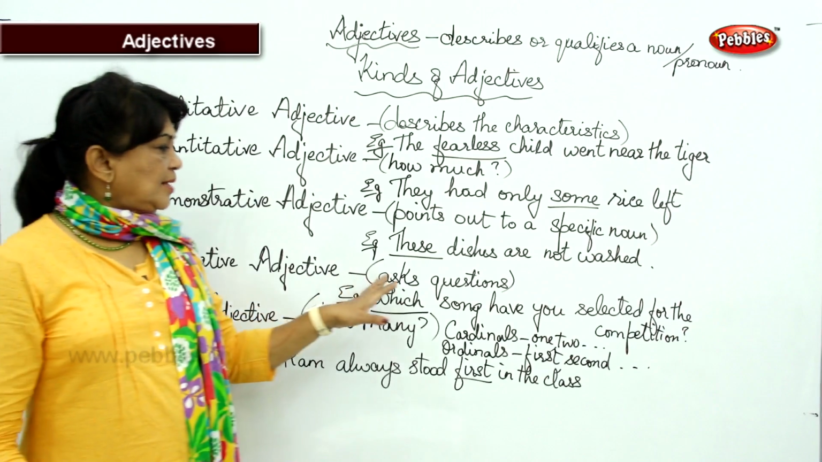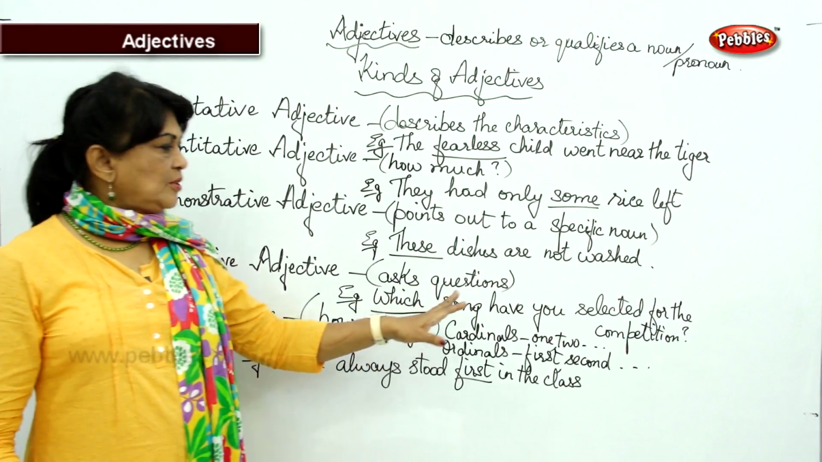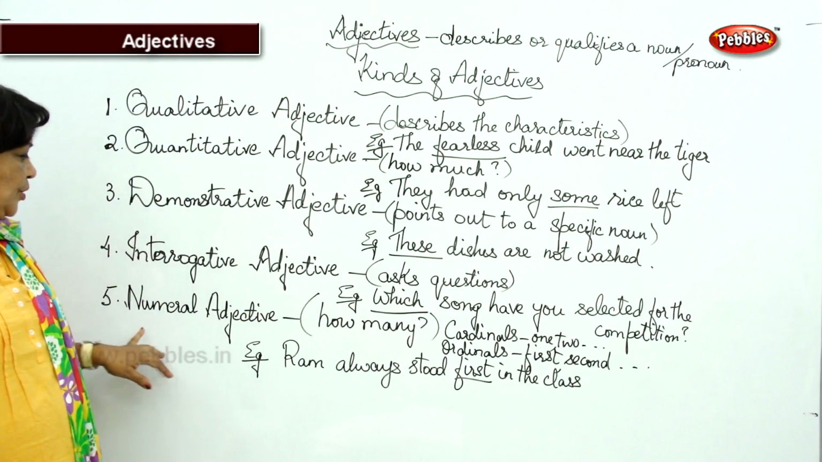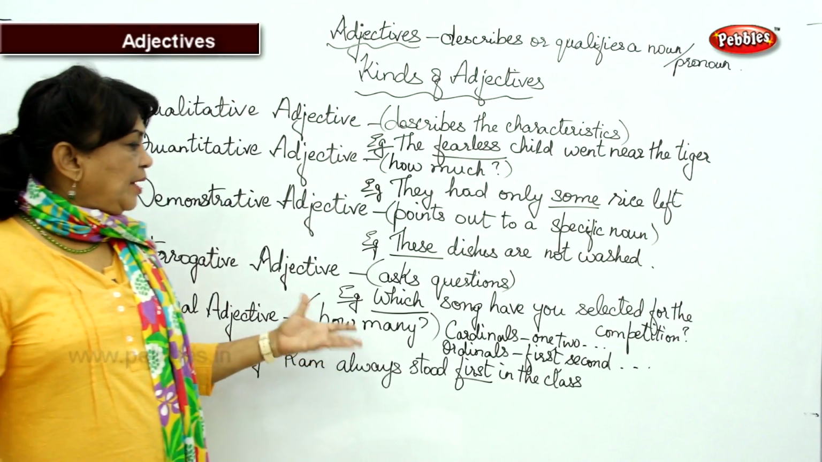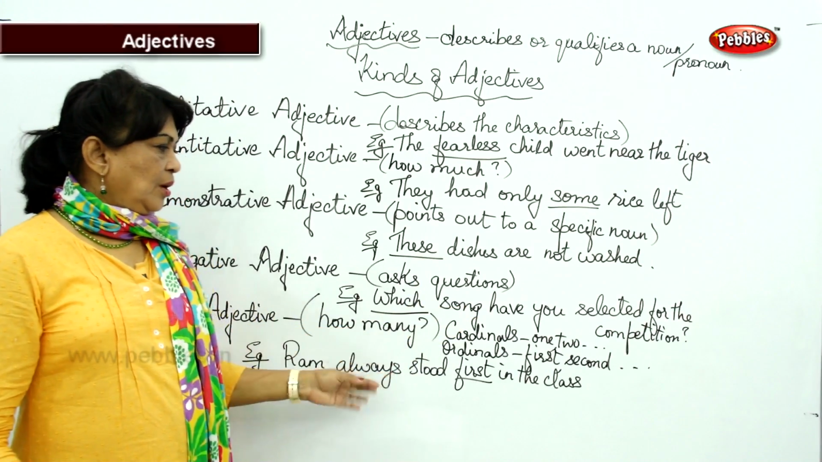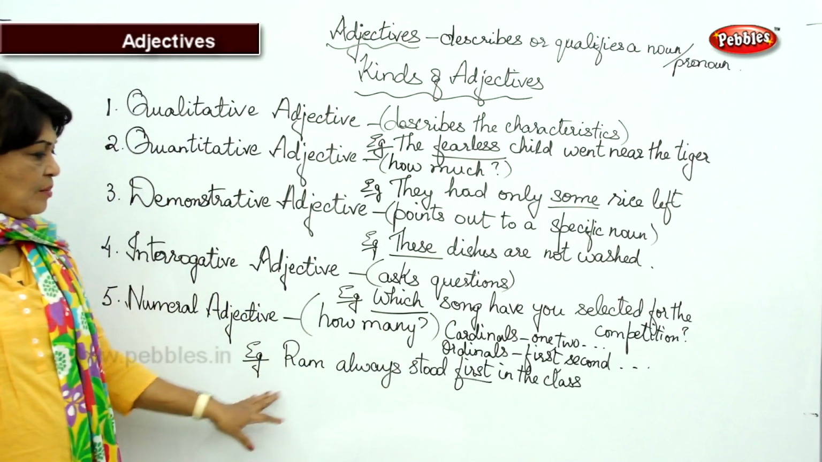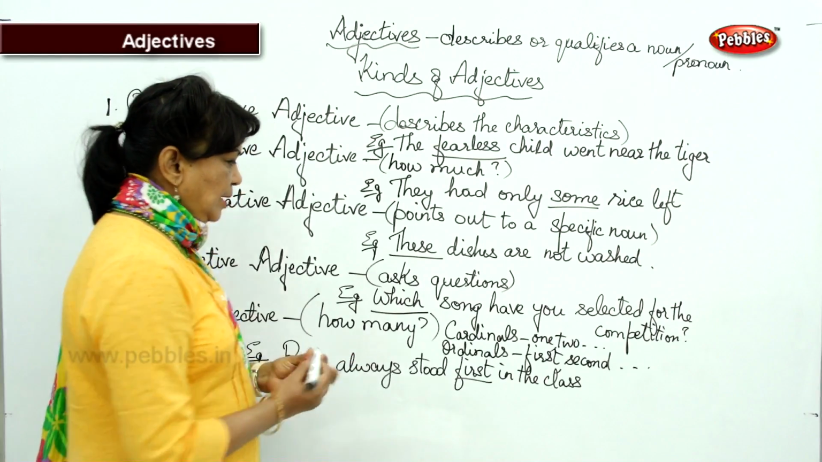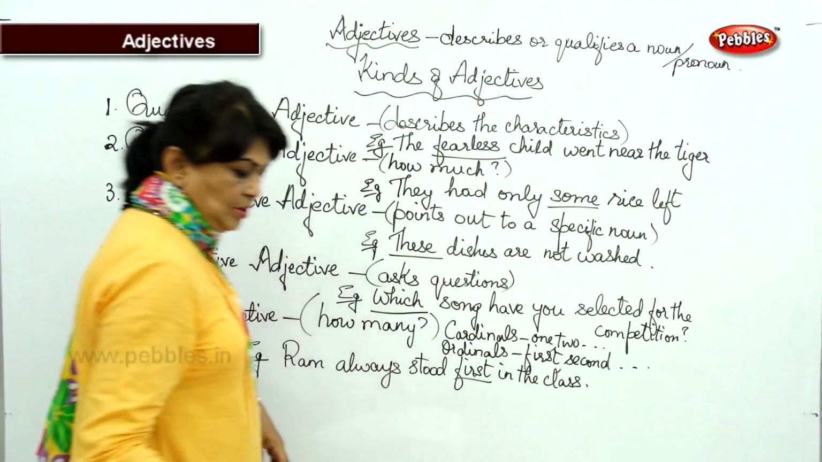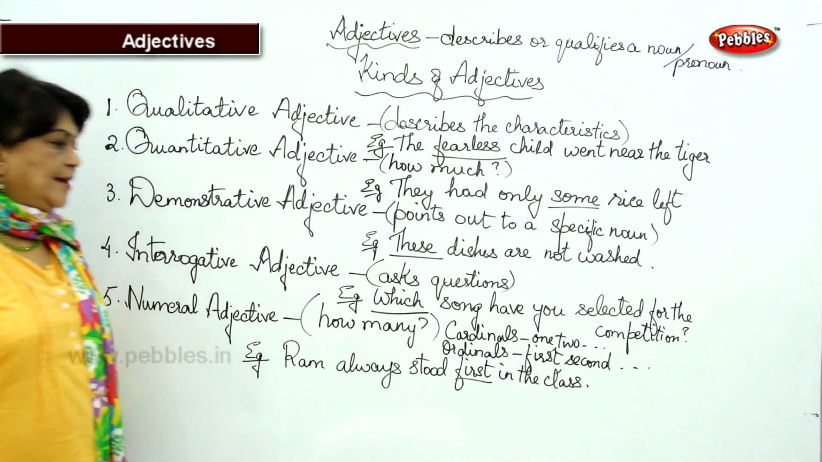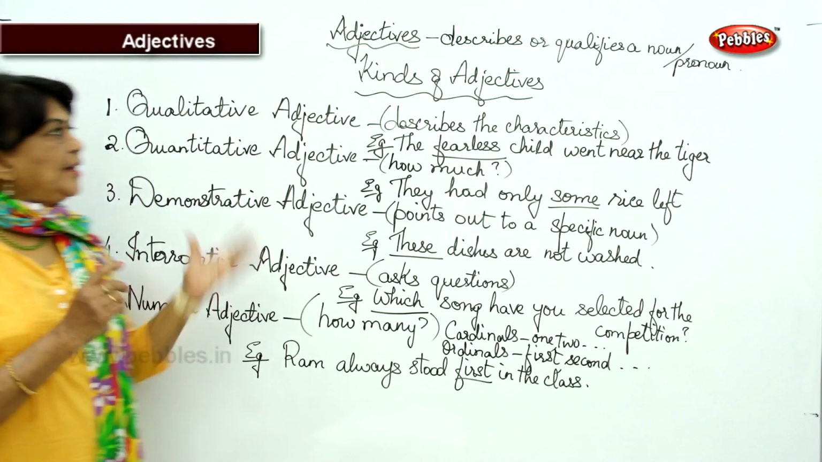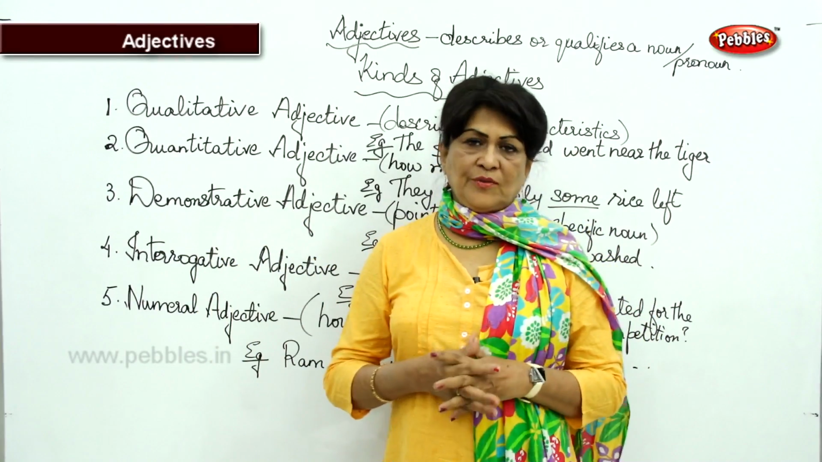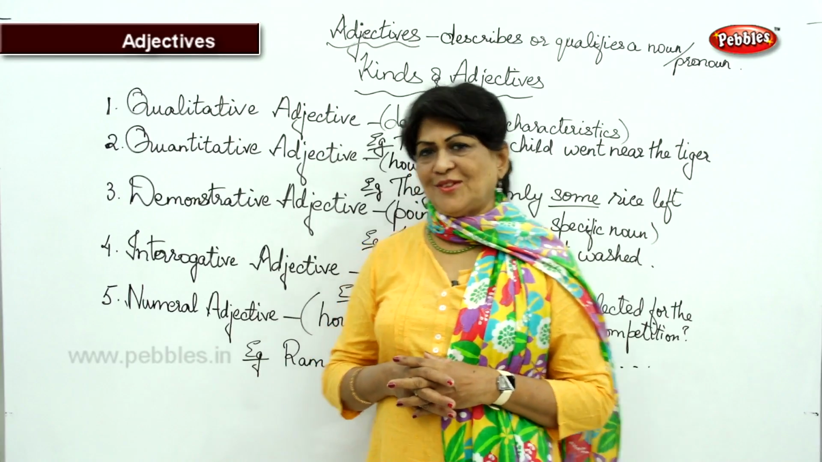Interrogative adjective asks questions. Which song have you selected for the competition? Which is a question here. Numeral adjective is how many, that is 1, 2, 3 or the first, second, third. So Ram always stood first in the class. Here first is an ordinal number and it denotes the numeral adjective. So is that clear, the kinds of adjectives? Now we will go on to the comparison of adjectives, the degrees of comparison.